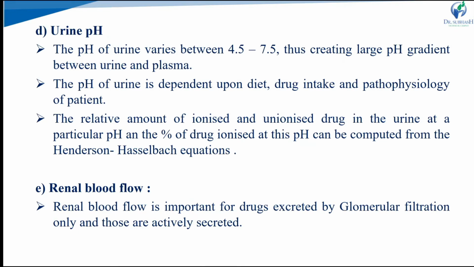Next, urine pH. Most drugs are weak acids or weak bases, so by changing the pH we can alter their absorption or reabsorption. The pH of urine varies between 4.5 and 7.5, averaging around 6, creating a large pH gradient between the urine and the plasma. The pH of urine depends upon diet, the drug and the pathophysiological condition of the patient. The relative amount of ionized and unionized drug directly depends on the pH, so urine pH also affects the excretion rate.